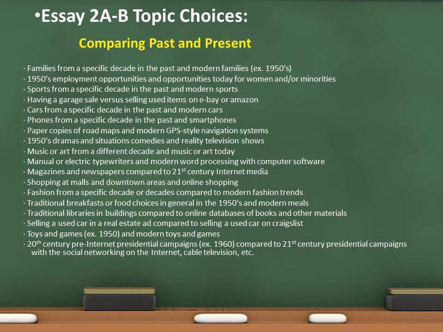Now you can see that Essay 2, A and B, rough draft and final version, are involving comparing the past and the present for a significant reason, not just because they're alike in some ways and different. There is a detailed assignment sheet on this, but I just wanted to give you a brief overview. You have a lot of topic choices here.